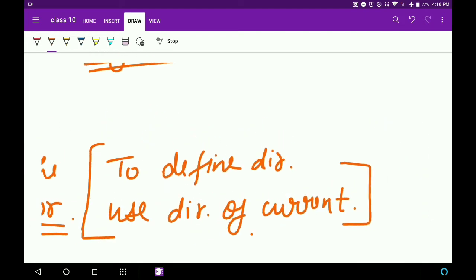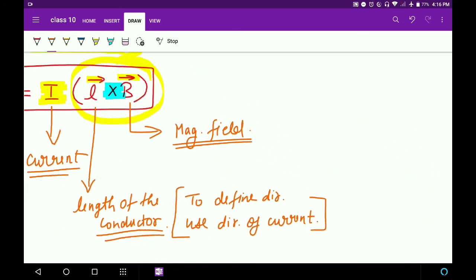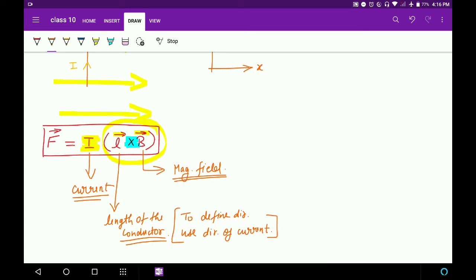Okay, so to define the direction of length, you will use the direction of current. I feel like a rapper, huh? To define the direction of current, use the direction of current. To define the direction, use the direction of current.